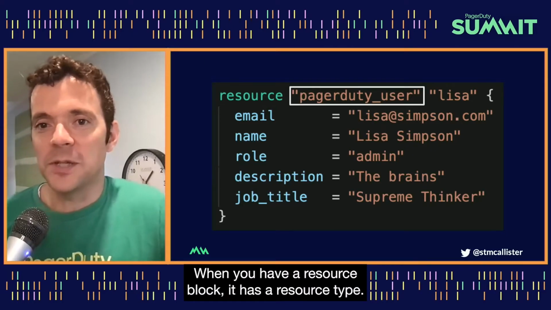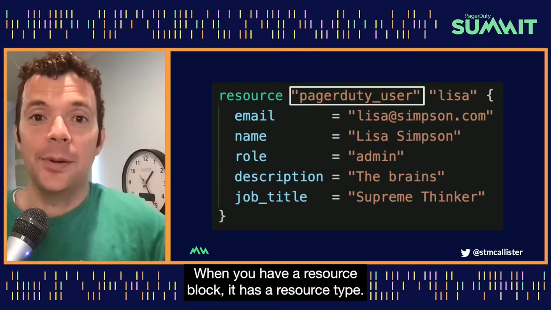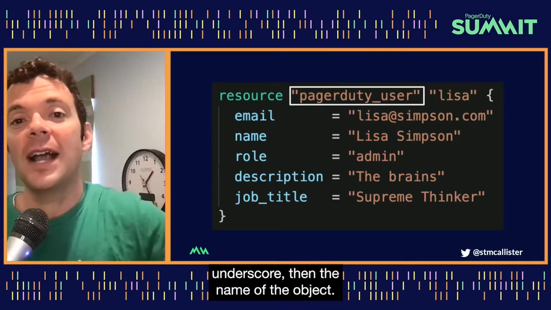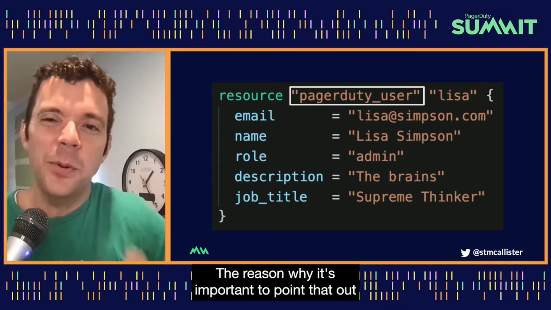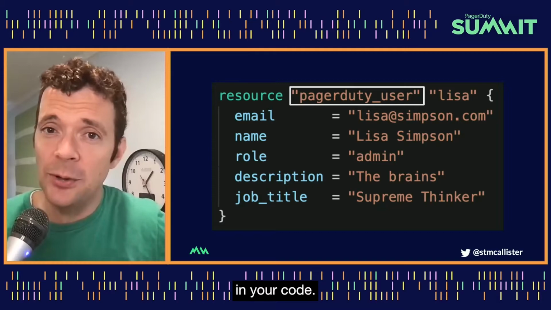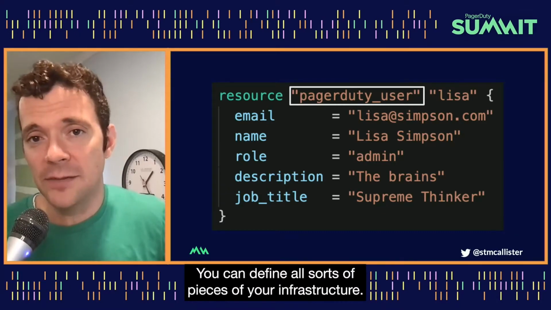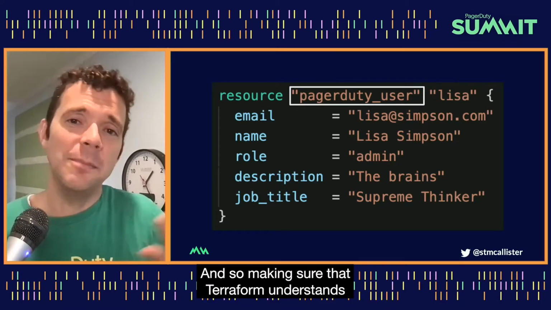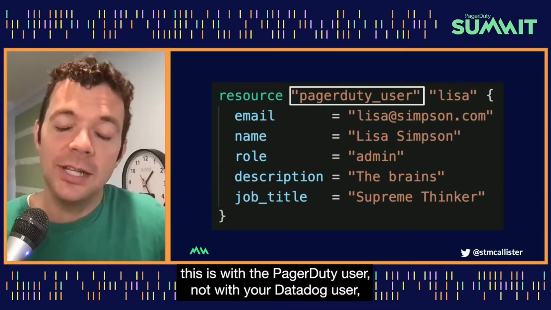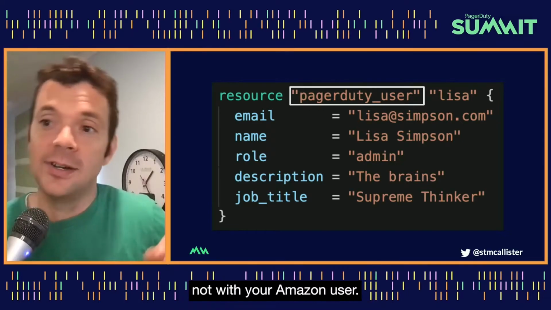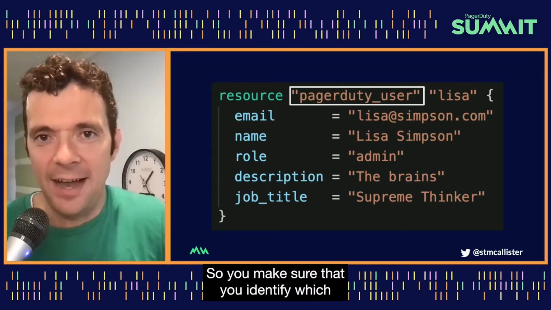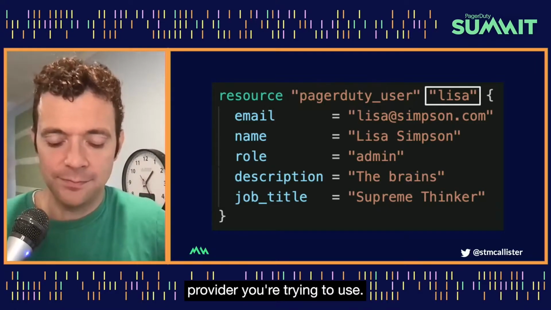When you have a resource block, it has a resource type. That resource type is defined by the name of the provider, underscore, and then the name of the object. The reason it's important to point that out is because you can define more than just PagerDuty in your code. You can define all sorts of pieces of your infrastructure. And so making sure that Terraform understands this is with the PagerDuty user, not with your Datadog user, not with your Amazon user. So you make sure that you identify which provider you're trying to use.